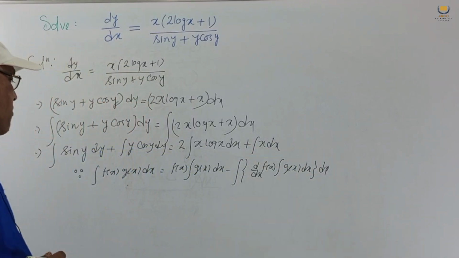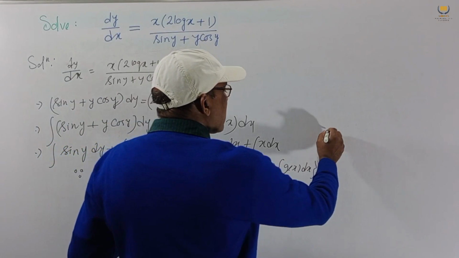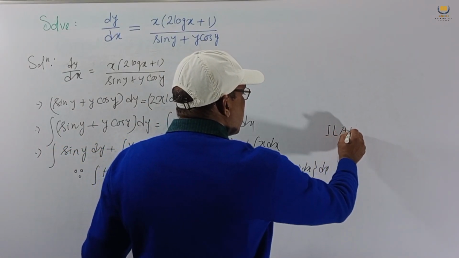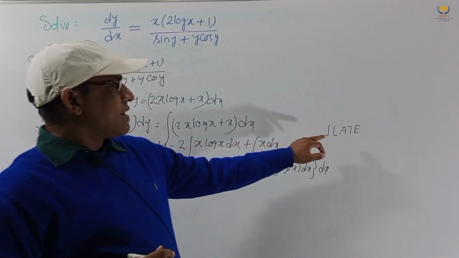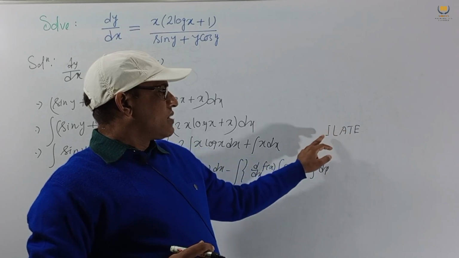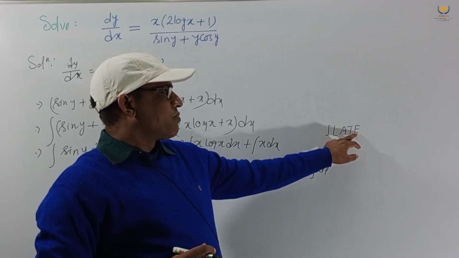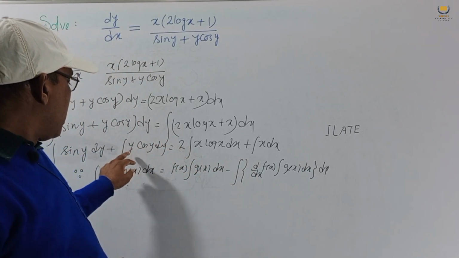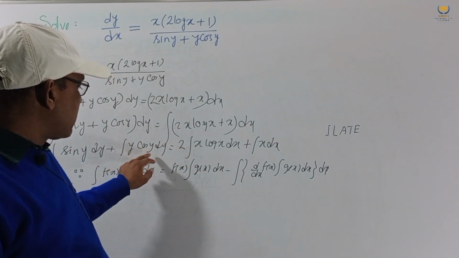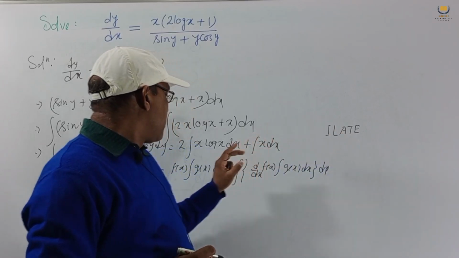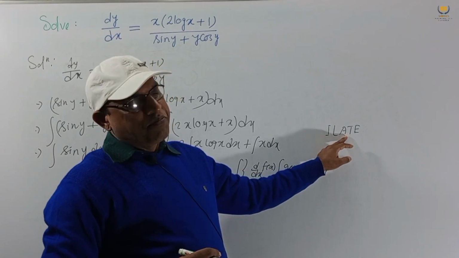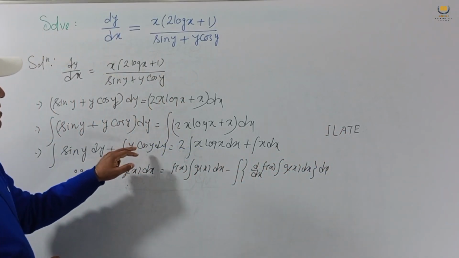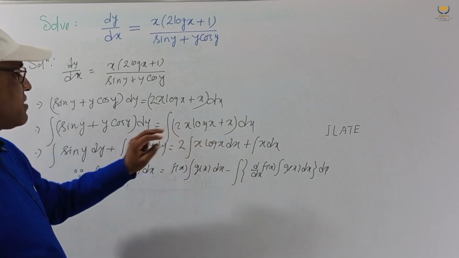But here, which one do we consider f(x) and which g(x)? We know the ILATE rule: inverse, logarithmic, algebraic, trigonometric, exponential. In y cos y we have algebraic and trigonometric, so algebraic first, trigonometric second. In x log x we have algebraic and logarithm, so logarithm first, algebraic second.